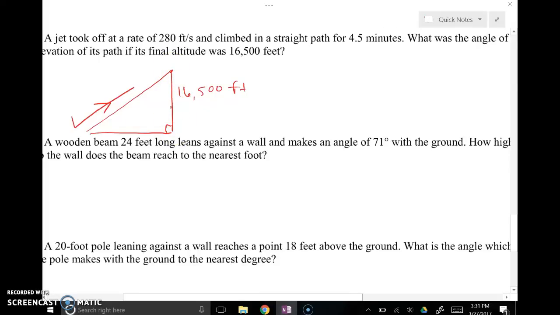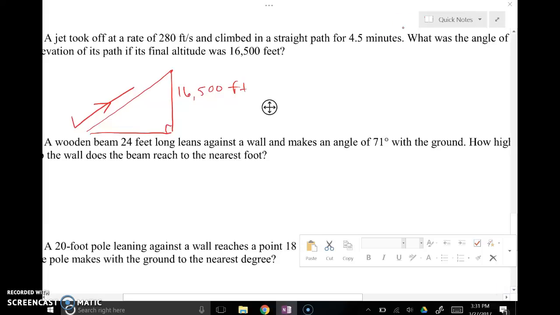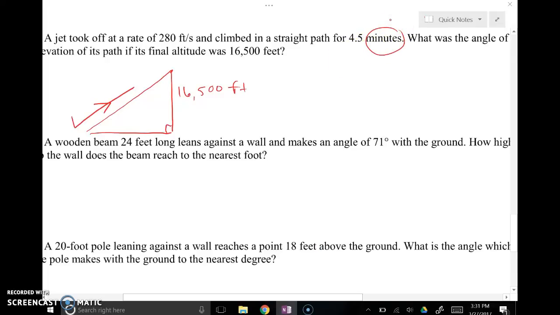All right. Now it says it took off at a rate of 280 feet per second and climbed in a straight path for 4.5 minutes. So what we're going to have to do is a little bit of a side calculation here of 280 feet per second and 4.5 minutes. First things first, I've got to convert minutes to seconds.